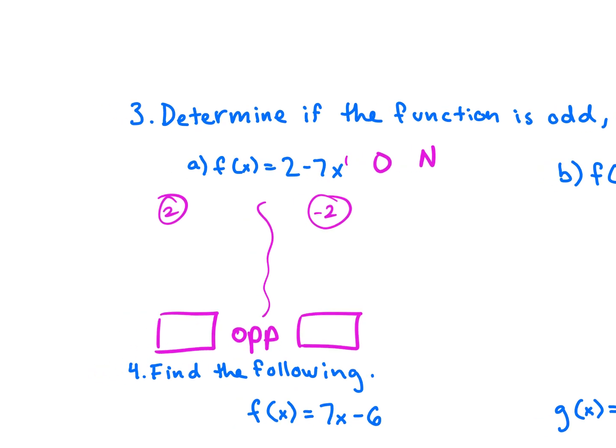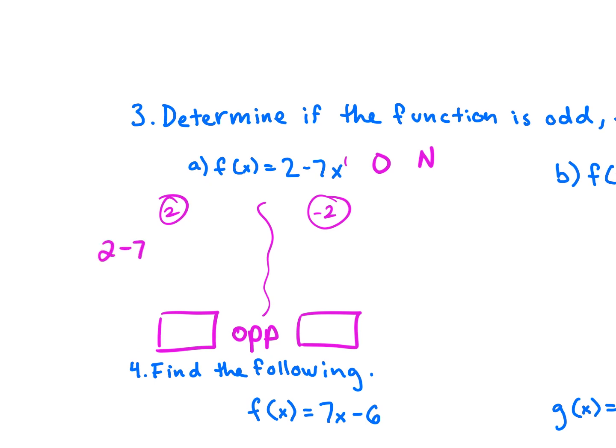So I'm going to plug in positive 2. So 2 minus 7 times 2. 2 minus 14. What's 2 minus 14? Perfect. So now I'm going to plug in negative 2. So 2 minus 7 times negative 2. 2 plus 14 is what? 16. Are those two numbers exact opposites? So then your function is neither.